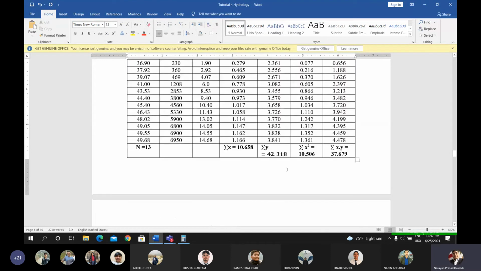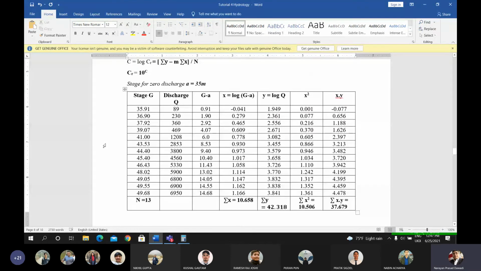Now the values are here. The number of data is 13, so n is equal to 13. Summation x is 10.658. You add all of these values, all positive, but the initial value is negative, so you have to subtract 0.041 from the added value. You will get 10.658. Now summation y, adding all these values, you will get 42.318. Then add the x square values for summation x square, and add the xy values to get summation xy, which is 37.679.